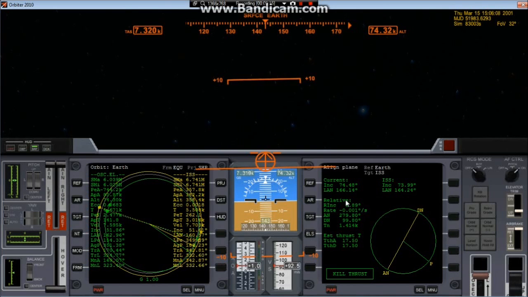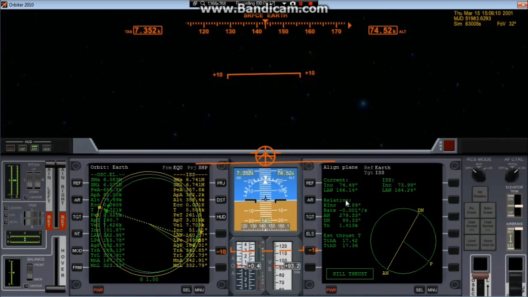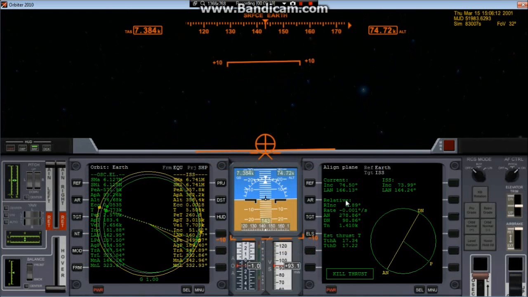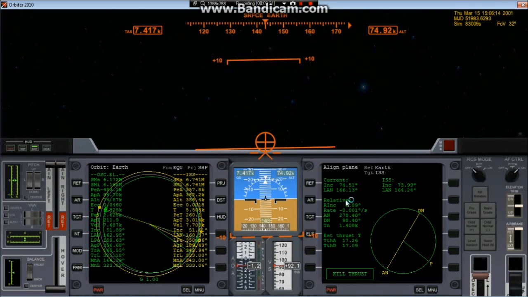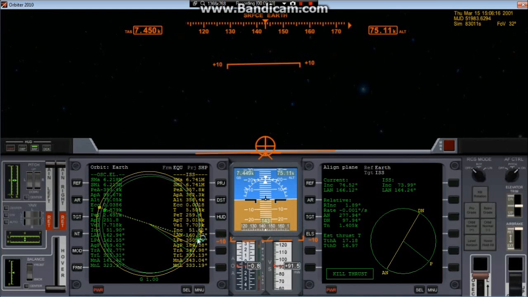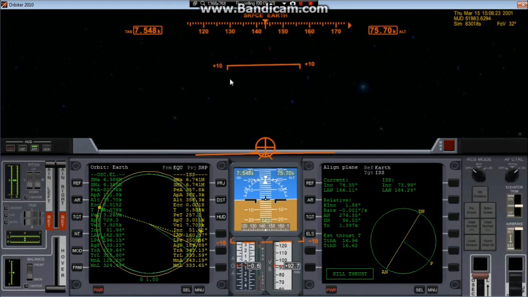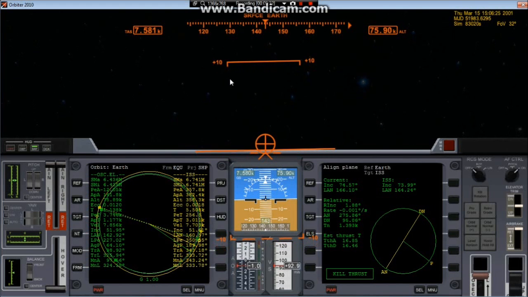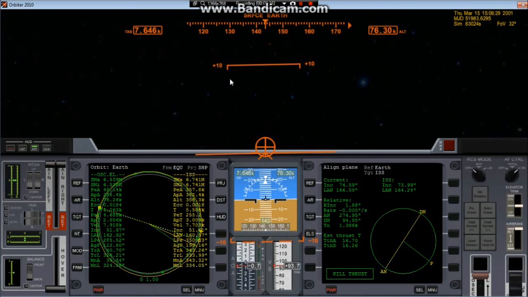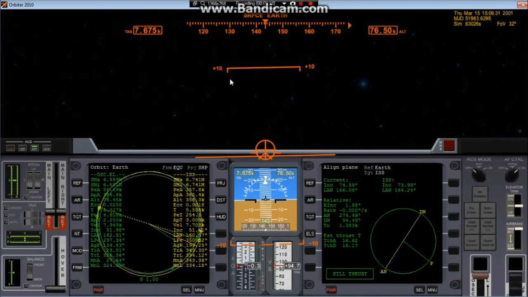I'm going to release elevator trim now. Okay, I'm watching this apogee now to swing around. Okay, it's beginning to swing. There it goes, and it's getting closer, closer, closer, closer, crossing. We have intersection. Main engine cutoff.